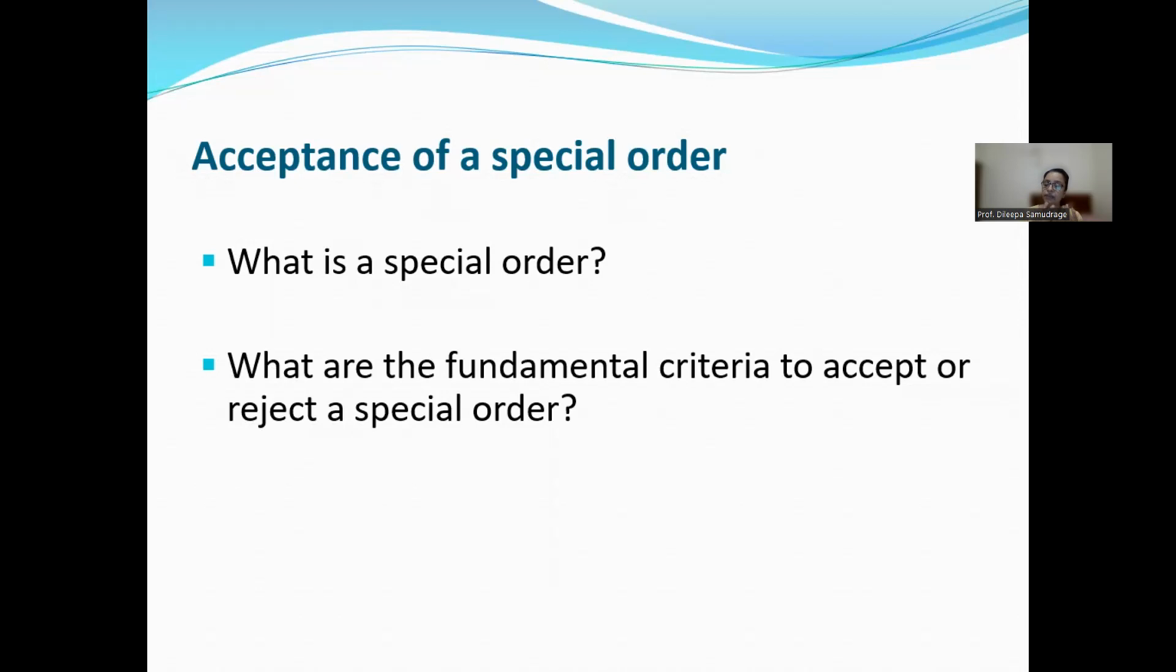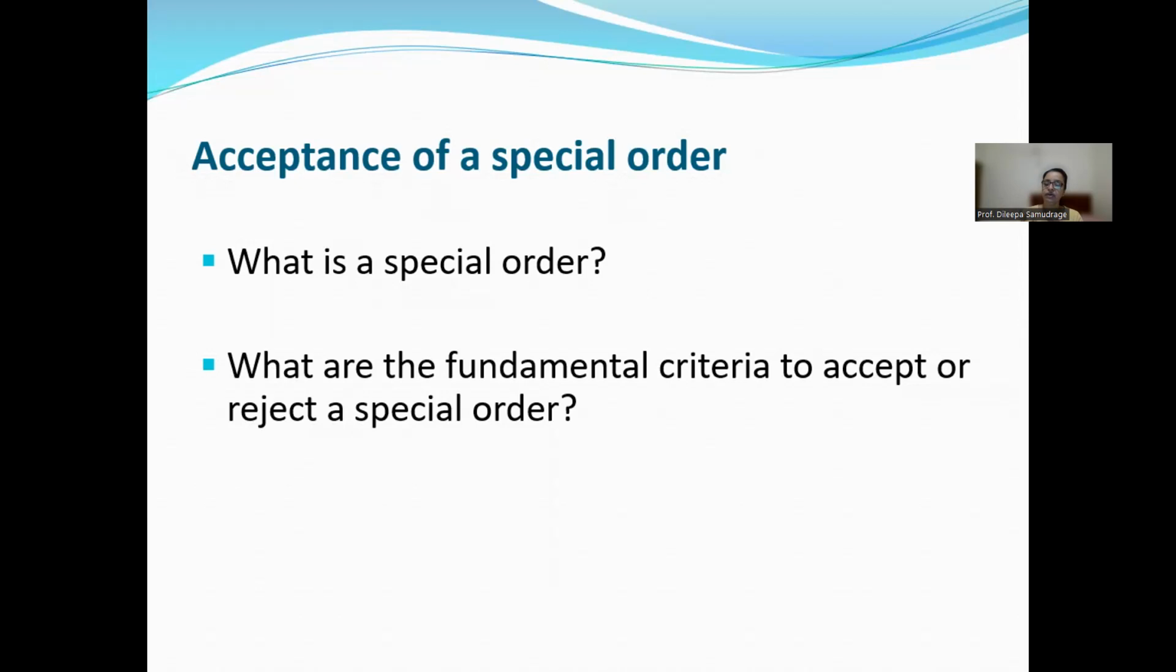So maybe the prices are different. The special order price may be different from the normal price. Then maybe to produce the special order you may need additional fixed cost, or maybe the design is different. So a special order is a kind of order which differs from the normal business. Under special conditions, you accept that special order. So that is the first thing.